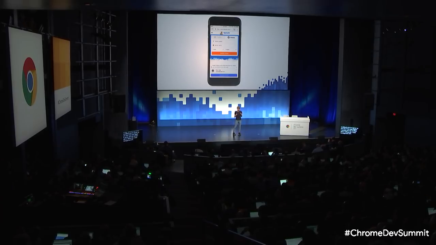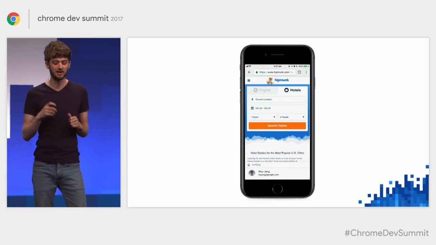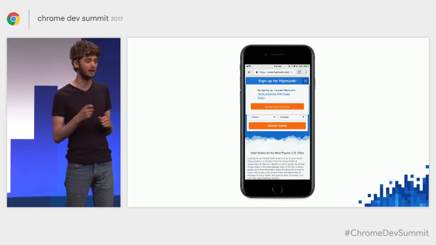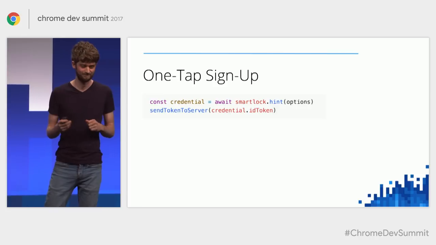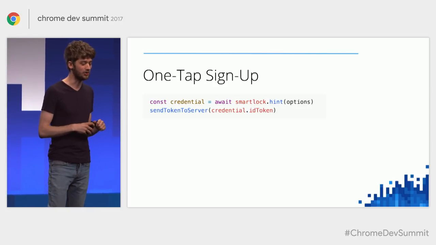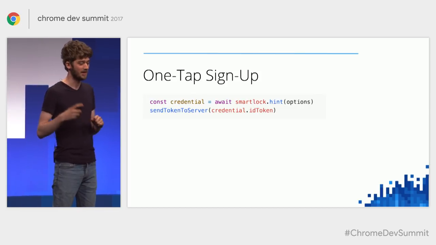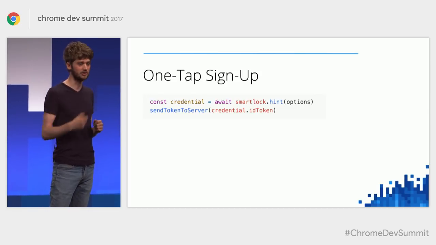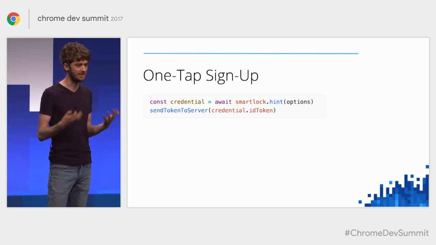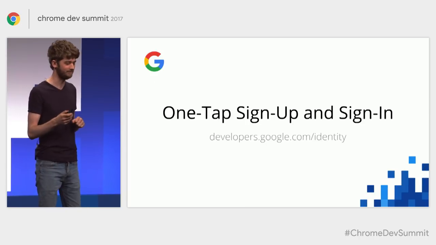So we believe that this will have great impact for many developers, and the early numbers that we've seen indicate that it can increase the signups for sites by 2 to 3x. This is really, really easy to use. All you do is you call await smartlock.hint, and again, you pass in some options. It gives you back a credential as soon as the user has tapped, and you can send that to the server. You can present them with the terms and conditions, whatever you want to do from there.